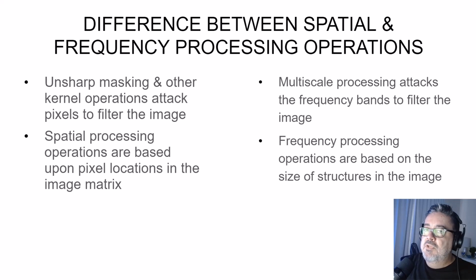So what's the difference between spatial and frequency processing operations? Spatial processing are operations that attack pixels on the image, based on the pixel's locations within the image matrix. In frequency processing, the operations attack the frequency bands to filter the image. Here it focuses on the size of the structure being imaged, not the location as in spatial processing. In your reading, you're going to want to focus on the portions which apply to general X-ray and note the differences between high and low frequencies.